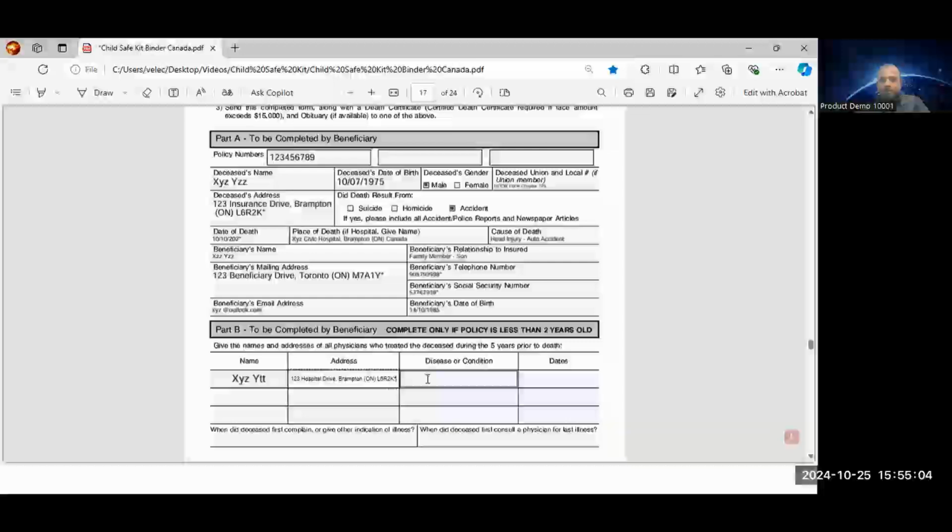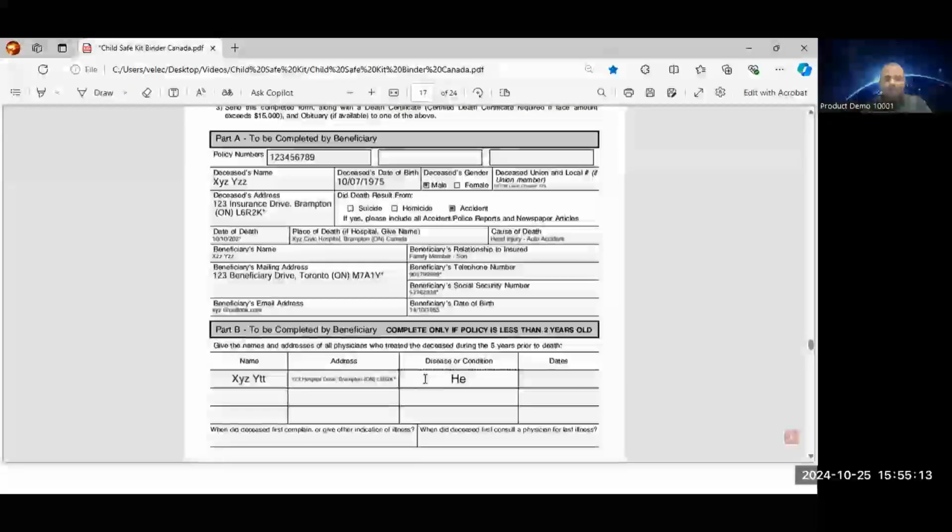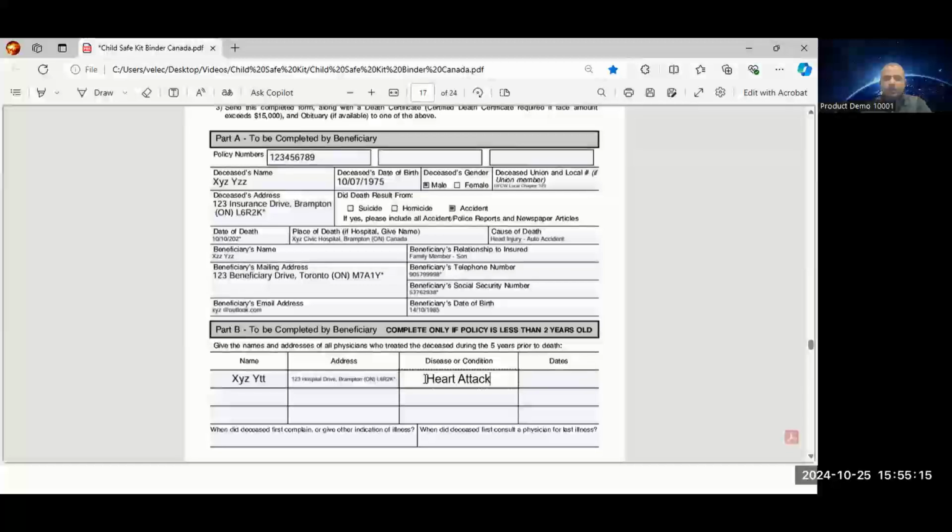Disease or condition. So let's say this is heart attack, or cardiovascular disease.